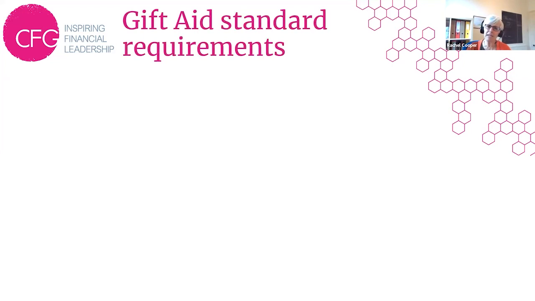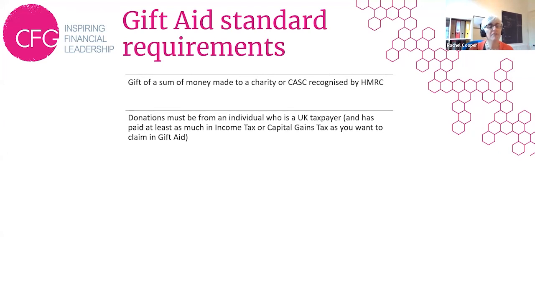So I think we'll start with a bit of background on gift aid, and this is going to turn up again when we do declarations, looking at the standard requirements for claiming gift aid. Gift aid has to be a sum of money given to somebody recognised by HMRC. So this is the bit about registering with HMRC. It's not just being a charity with the Charity Commission, but being registered with HMRC, from an individual who's a UK taxpayer. And there's stuff about how much income tax that taxpayer has paid, and they have to make a gift aid declaration. That's why we're covering that.